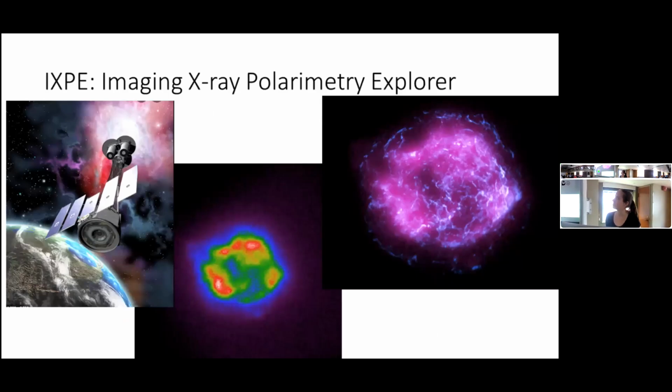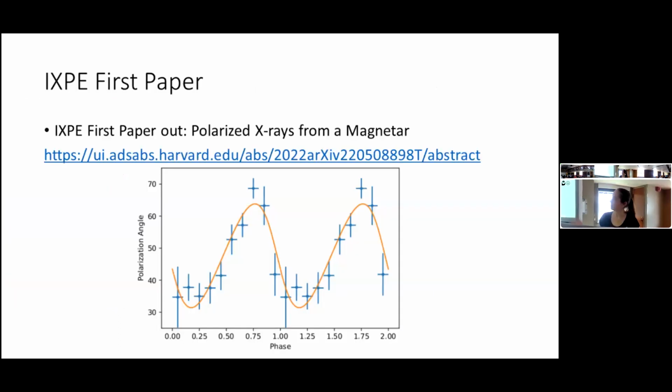So as many of you probably know, IXPE, which is an X-ray polarimetry mission, just launched recently. This was their first light image of Cassiopeia A, which is a supernova remnant that's close to my heart for Micro-X. And their first paper came out, I guess, a few months ago, showing that they can see polarized X-rays from a magnetar, so that's working really well.